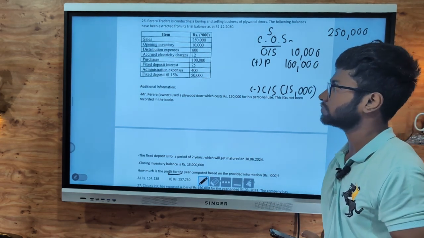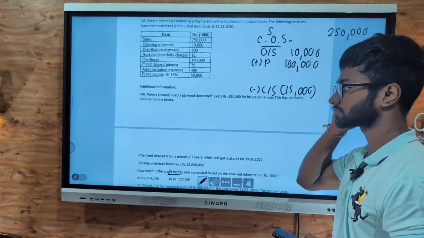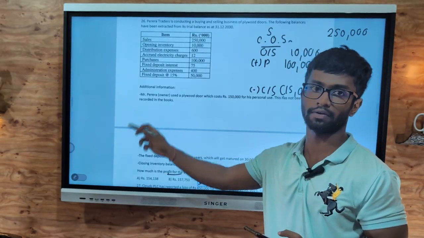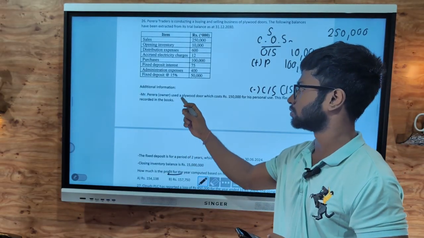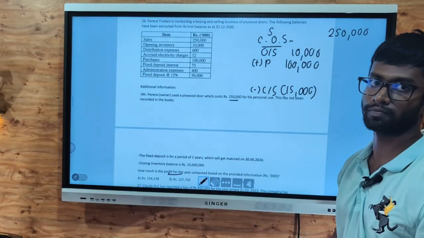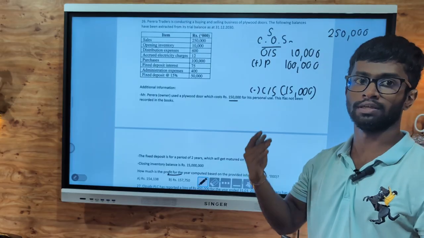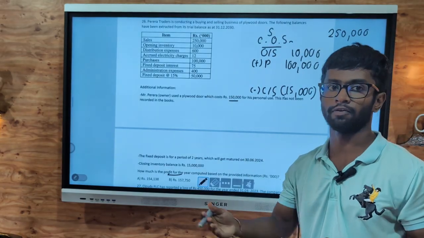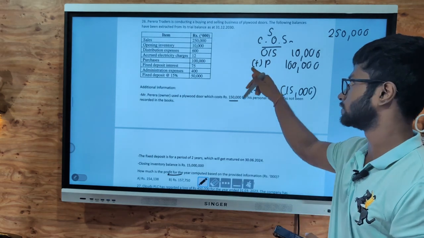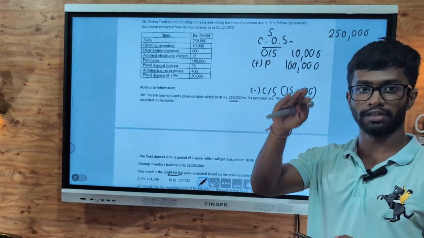And after that we can get the cost of sales. But before we get the cost of sales, here we have a small inventory adjustment that we have to do. Mr. Pereira, the owner, used a plywood door which cost 150 for his personal use. Now out of these opening stocks or purchases, he has taken 150 for his personal use. So keep in mind this should be adjusted. We have to remove this from cost of sales. Cost of sales credit or drawings account debit.